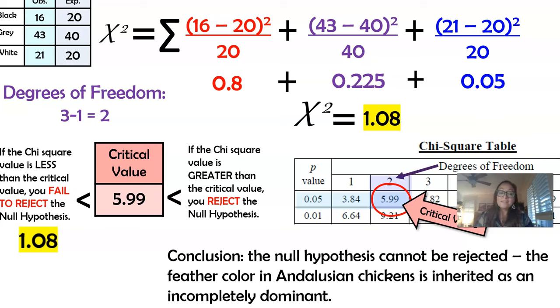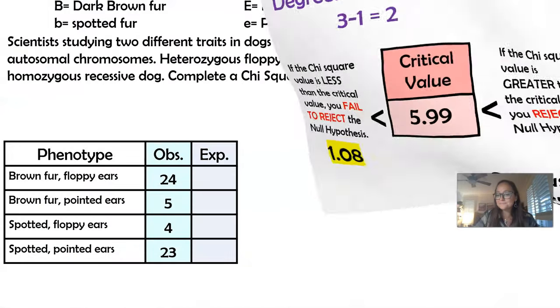The feather color in these Andalusian chickens is inherited as incompletely dominant. The observed values that we saw were close enough to what we expected to happen to say with 95% certainty, yes, this is an incompletely dominant trait. Okay, so now I have one more question for us.